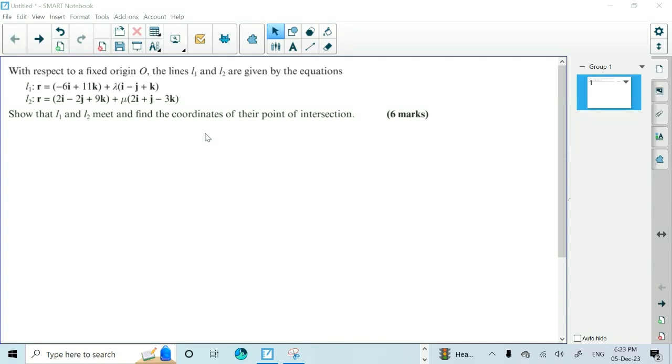Hello, welcome back again. And here is another exam question that we're going to answer. A-level further maths, year one. Vectors. With respect to a fixed origin O, the lines L1 and L2 are given by the equations, respectively. You can see them there. It says, show that L1 and L2 meet and find the coordinates of their point of intersection.